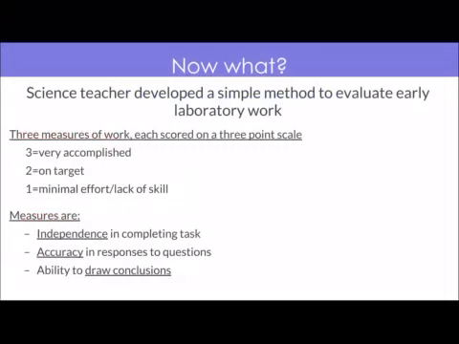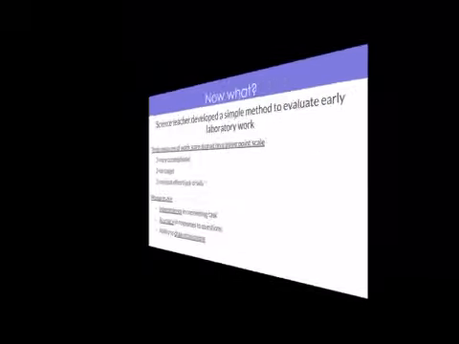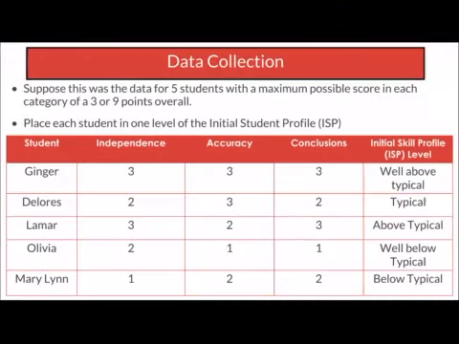So here's just a really easy example that I think makes a lot of sense. This was from a science teacher, and at the beginning of the year, the science teacher said, okay, there's going to be 3 measures, and kids can get either a 1, a 2, or a 3. A 1 with minimal effort, a 2 if they're on target to complete the task, and a 3 if they are very accomplished. So the 3 things the science teacher wanted to measure them on, looking at their ability to work in a lab setting, is independence, accuracy in responding to the questions, and their ability to draw conclusions.